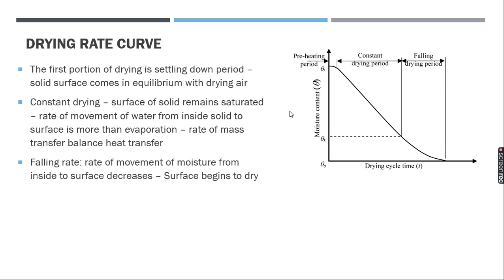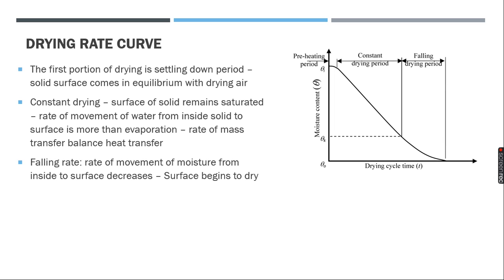And the falling rate period means that once most of the core water released to the surface has been removed, then the surface starts drying up, and the heat cannot really remove the amount of water it is supposed to remove, because water is still inside the core of your material, which cannot come out, and as it is not coming out, the drying rate falls.